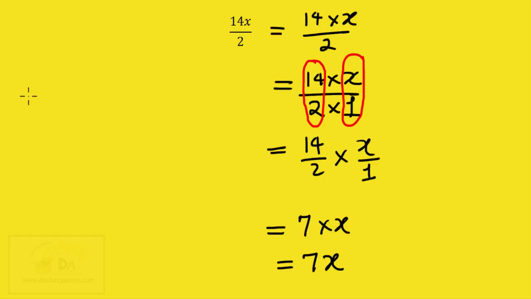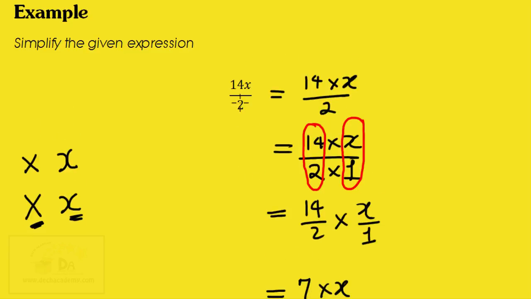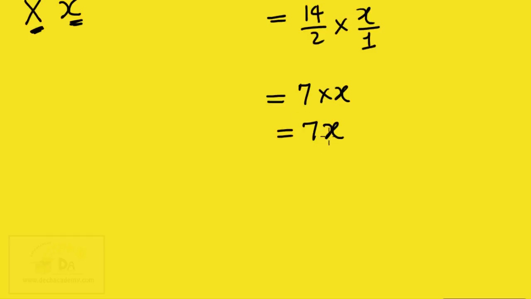Note the distinction between the multiplication sign and x, the variable. The multiplication sign I write as an x. x I write with these curved lines. So x, multiplication sign, and x, so you can see the difference. One is curved and one uses straight lines. As you can see, this expression has been simplified to give this.